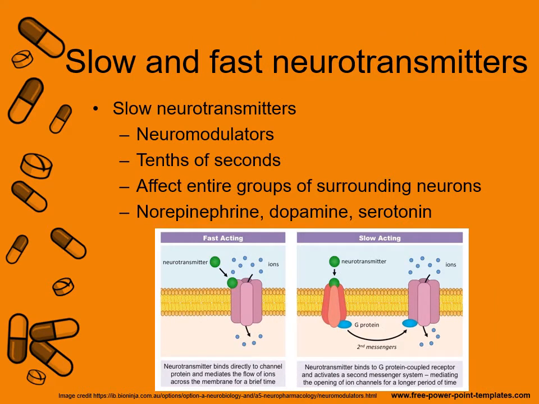Different are our slow neurotransmitters, which sometimes we refer to as neuromodulators. So these are acting in tenths of seconds, which sounds really fast, but that's like 100 times slower than the other guys. So comparatively pretty slow. And instead of just going from one neuron to the next, they are going to flood onto entire groups of neurons that are surrounding that presynaptic cell. Some examples are epinephrine, norepinephrine, dopamine, serotonin.